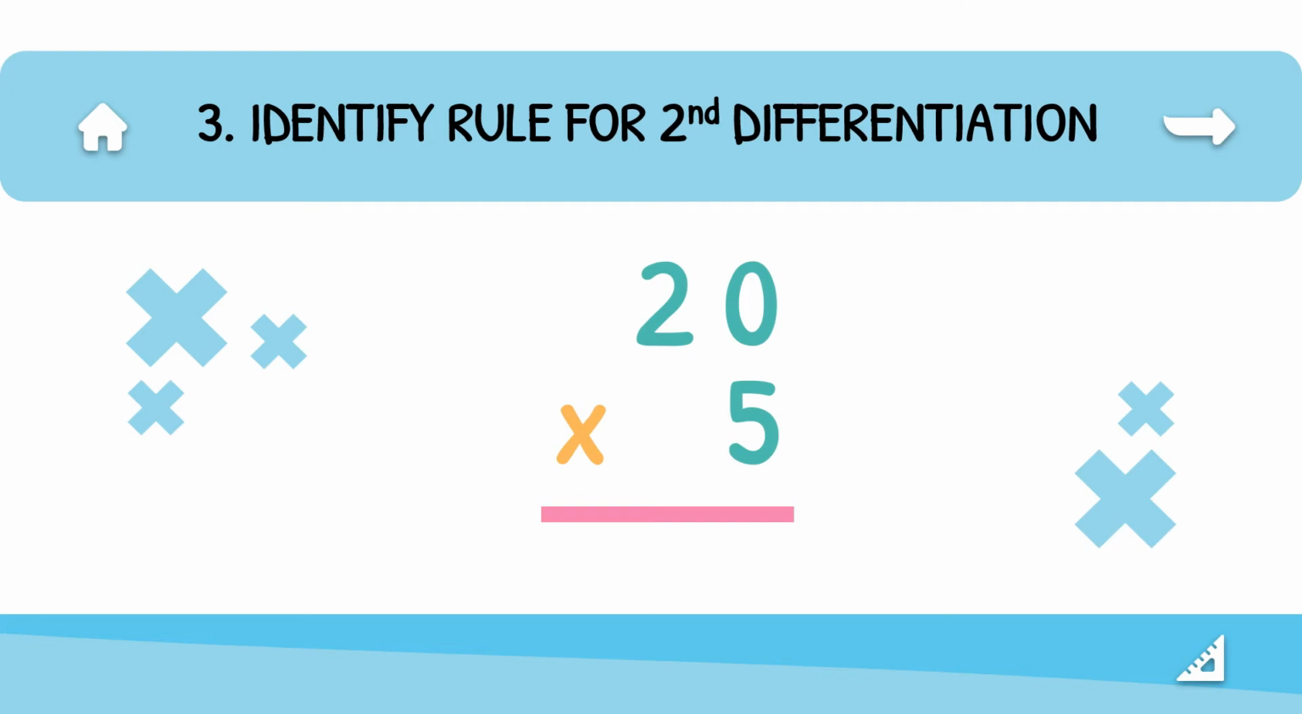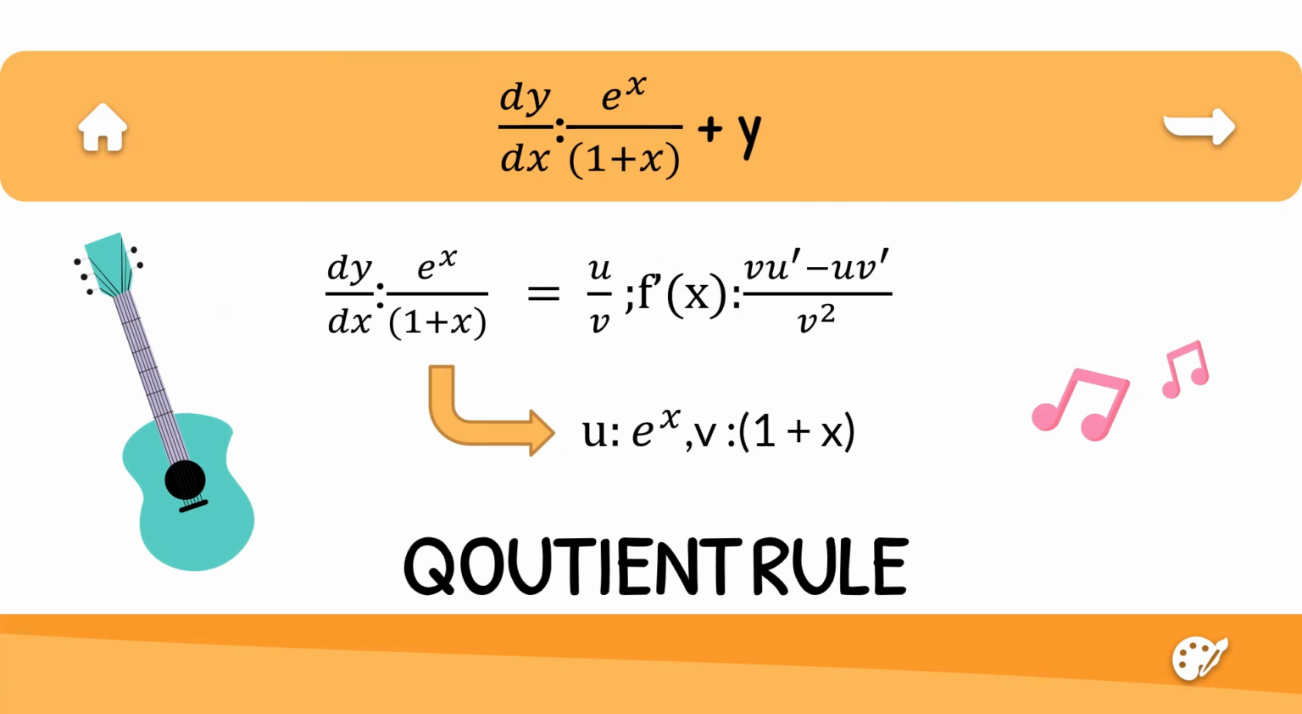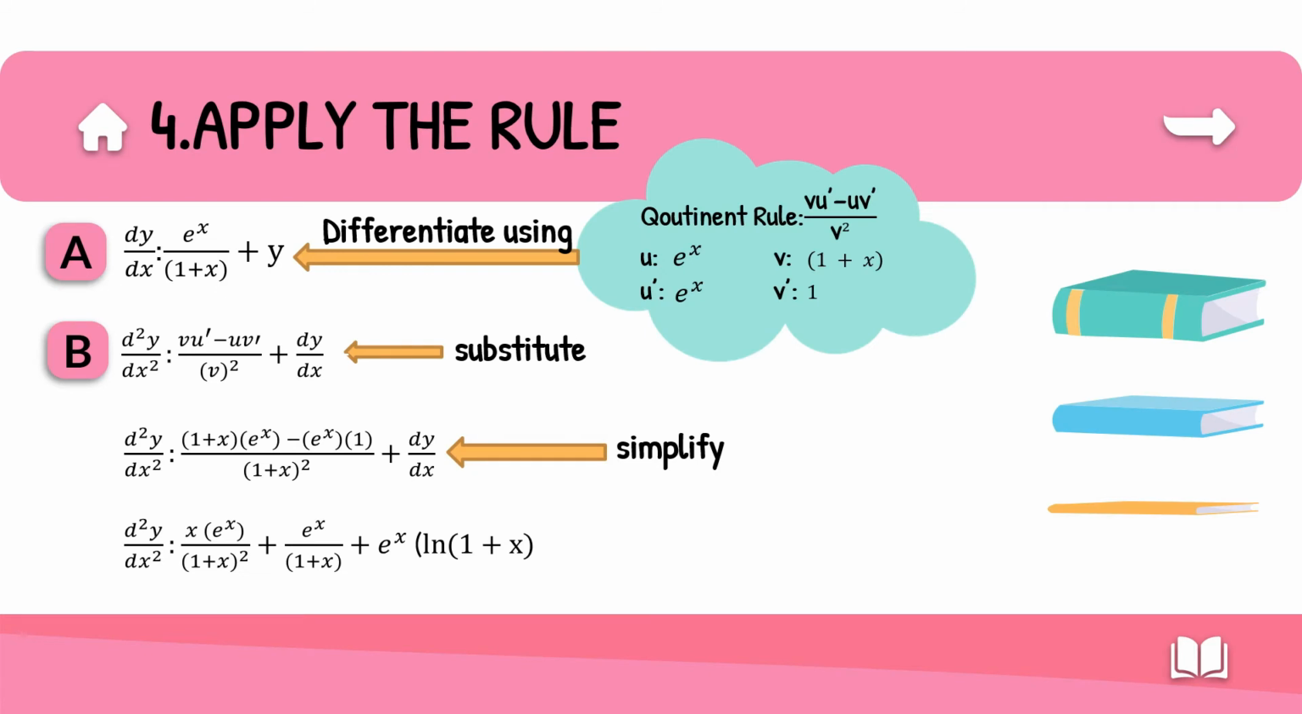So the first step is to determine the rule for the second differentiation. So how to solve? For this part, we are going to use the quotient rule. First, I'm going to divide it into two sections, which are A and B. By referring to the rules of differentiation, we can identify that section A can be solved using the quotient rule. As we look at part B carefully, we know that part B is the same as y. Therefore, we will change part B into y.